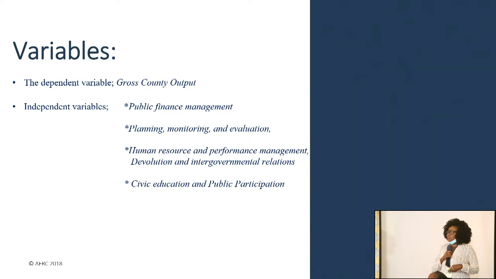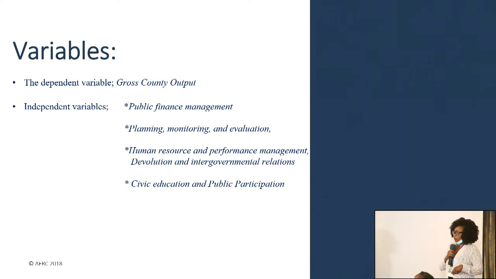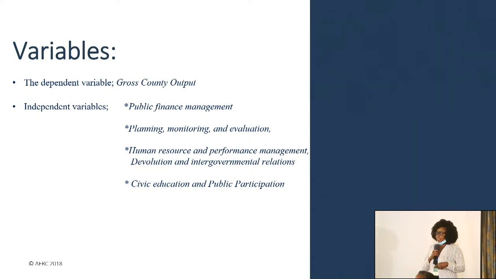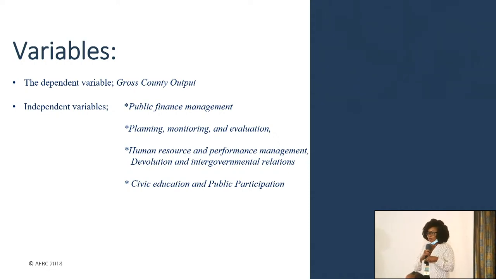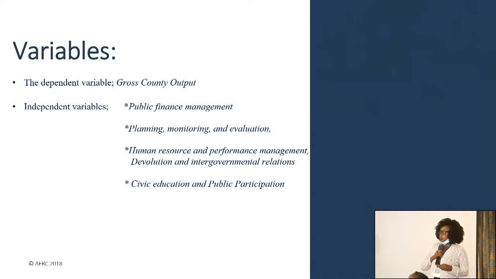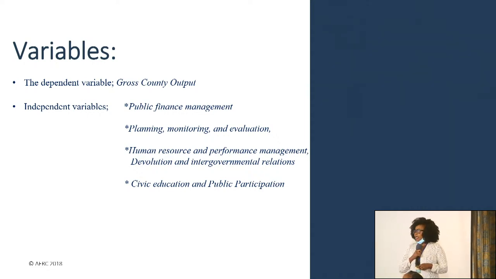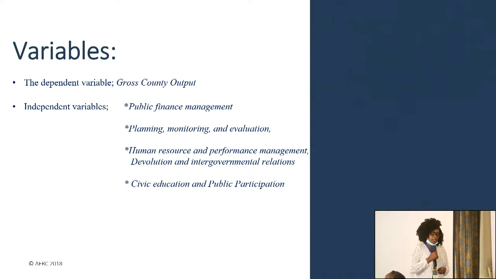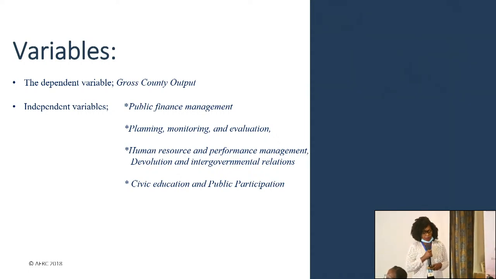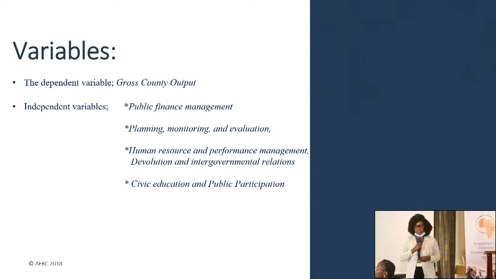So the dependent variable is the growth in gross county outputs. The independent variables are the public finance. Actually, as a whole, this is the capacity, but we are able to branch into four or five key indicators. And this was gotten from the World Bank research that was done through the Kenya Devolution Support Program. I was lucky to be one of the assessors.